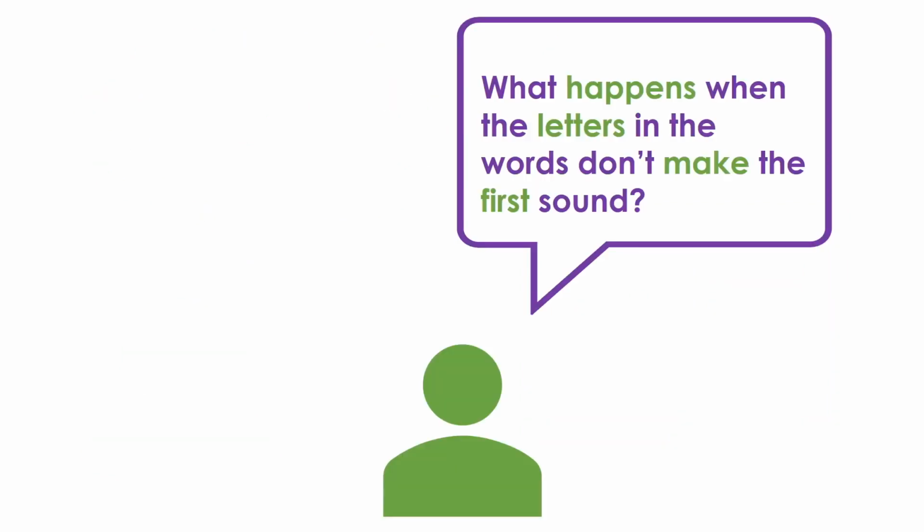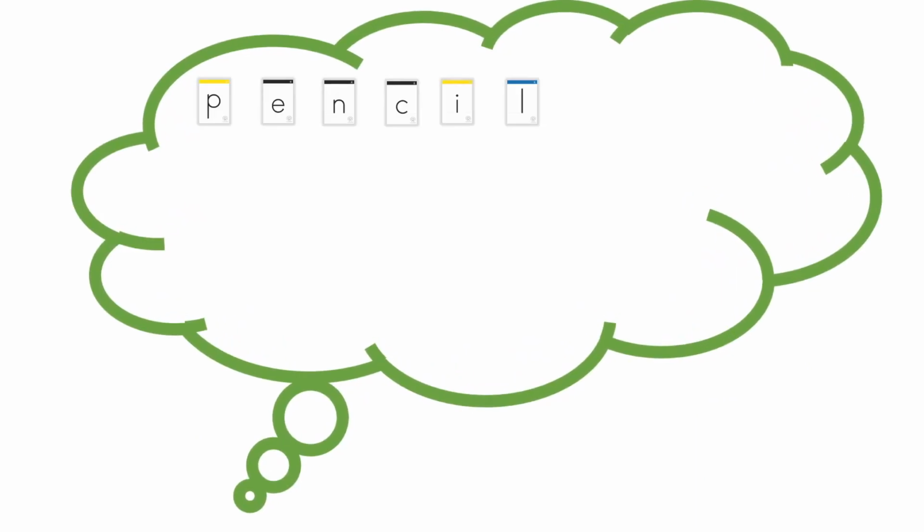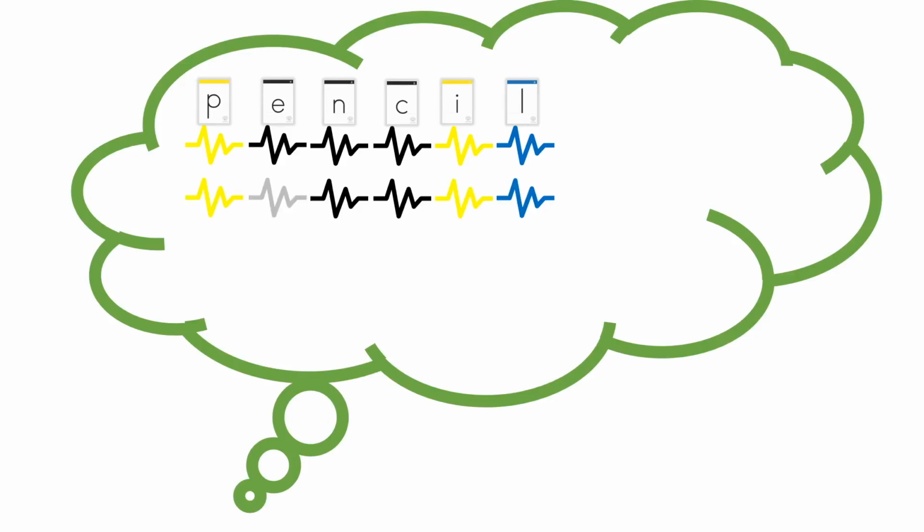What happens when the letters in the words don't make the first sound? Great question. Let's look at the word pencil. The students will see the phonograms and try to connect them to the first phonemes that they make. P, n, k, i, l. Pencil. The students are confused because it doesn't connect to a word that they know.